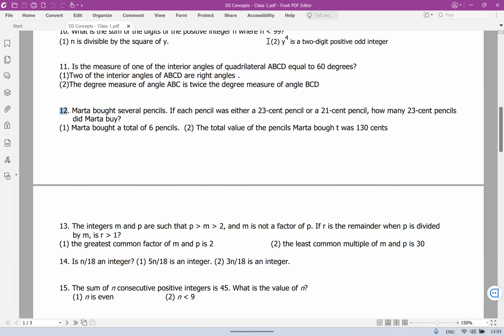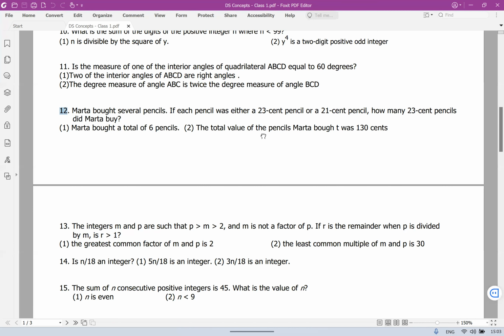Agreed? Exactly. The same logic applies here. Martha bought 6 pencils, which means X plus Y is equal to 6. The value of X can be 5 and 1, or the values of X and Y could be 4 and 2. So we have two different values, so I straight away said this is not sufficient.